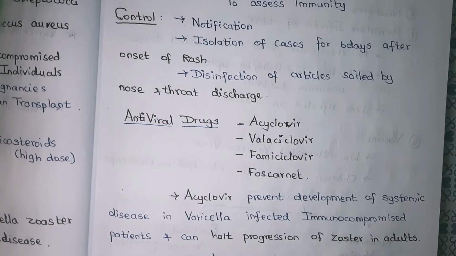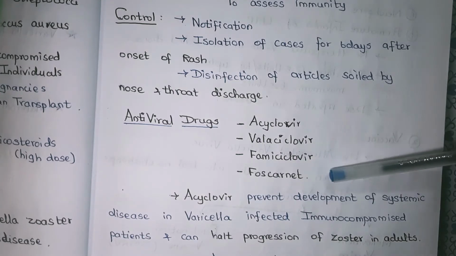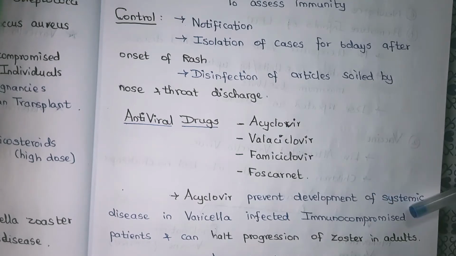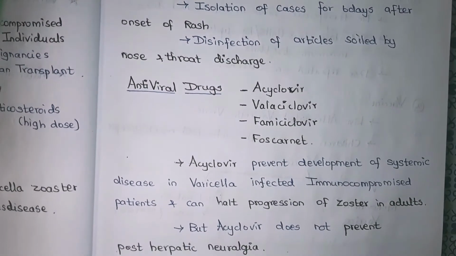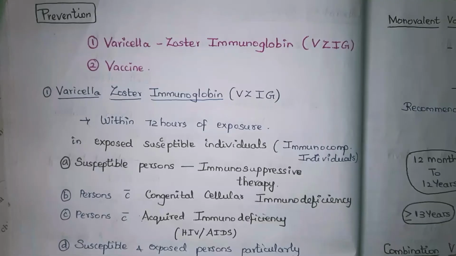Antiviral drugs which can be given include acyclovir, valacyclovir, famciclovir, and foscarnet. Acyclovir prevents the development of systemic disease in varicella infected, immunocompromised patients and can halt the progression of zoster in adults. So acyclovir is most preferred to prevent the progression of zoster in adults. But acyclovir does not prevent post-herpetic neuralgia. You must know this: it does not prevent post-herpetic neuralgia, but it decreases or halts the progression of zoster in adults.